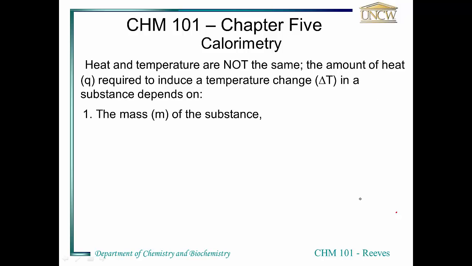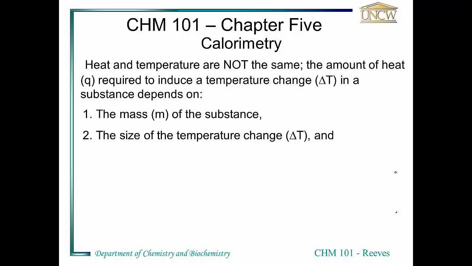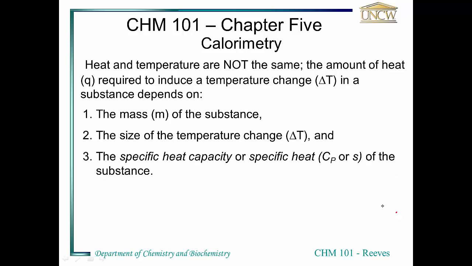So, in order to relate heat and temperature, we need to know the mass of material that we're heating. And here it's important to point out that this is actually the mass of the water that surrounds the chemical reaction, the calorimeter. We need also to know, obviously, the size of the temperature change, because it takes more heat to heat something by 5 degrees than it does by 3. But then the other thing we need to know is how much heat it takes to heat a given amount of material by a degree. And that's known as the specific heat capacity, or specific heat.